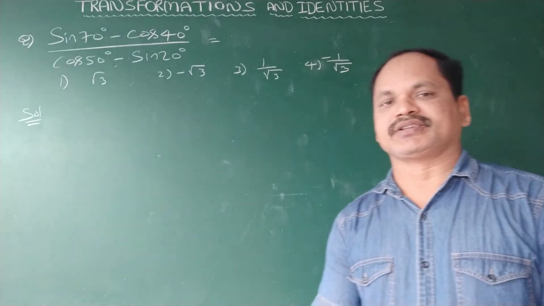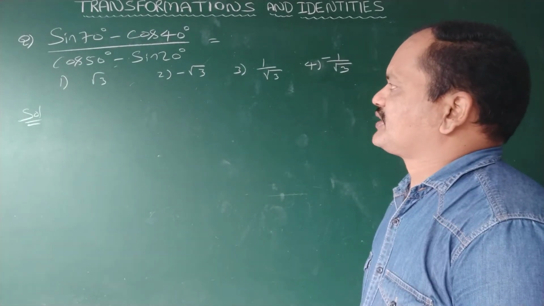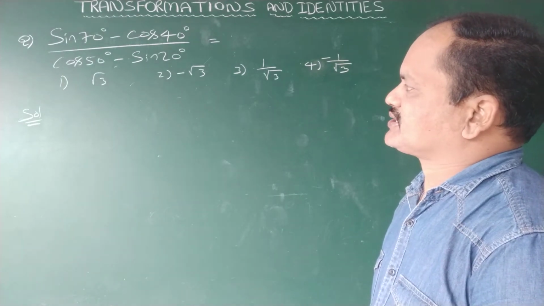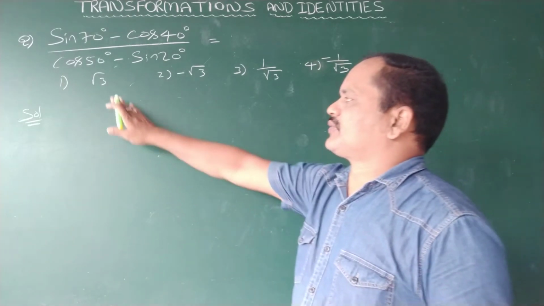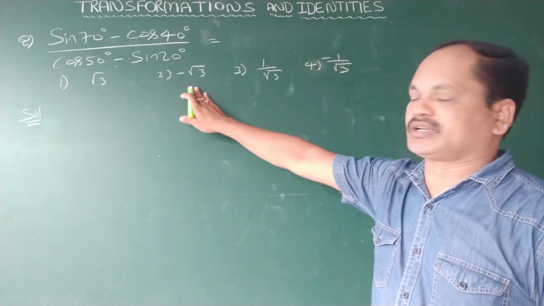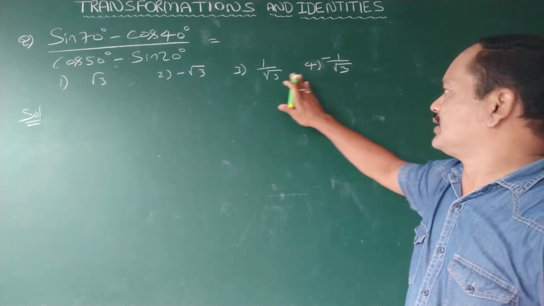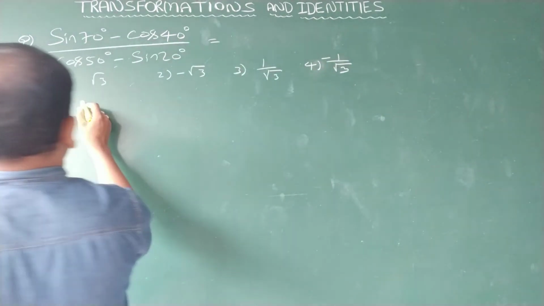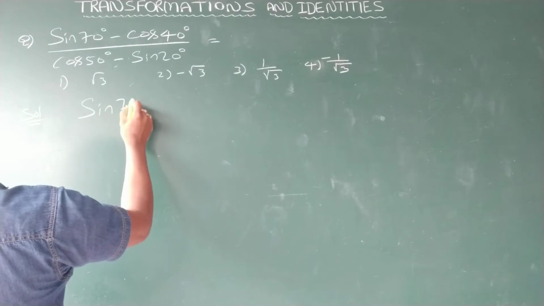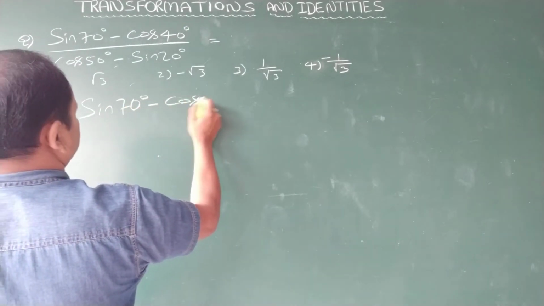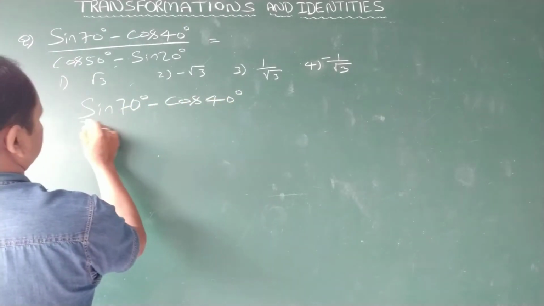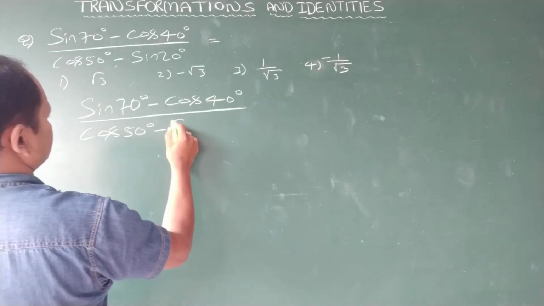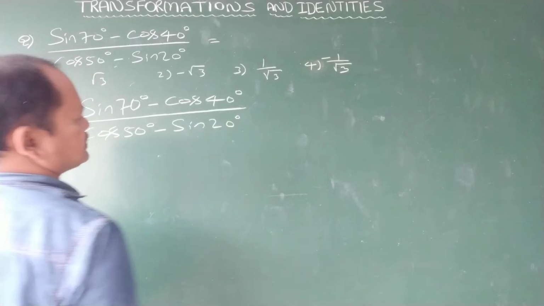Now observe the question: (sin 70 degrees minus cos 40 degrees) whole by (cos 50 degrees minus sin 20 degrees) is equal to. The first option is root 3, the second option is minus root 3, the third option is 1 by root 3, and the fourth option is minus 1 by root 3. Now we have to take this: sin 70 degrees minus cos 40 degrees by cos 50 degrees minus sin 20 degrees.